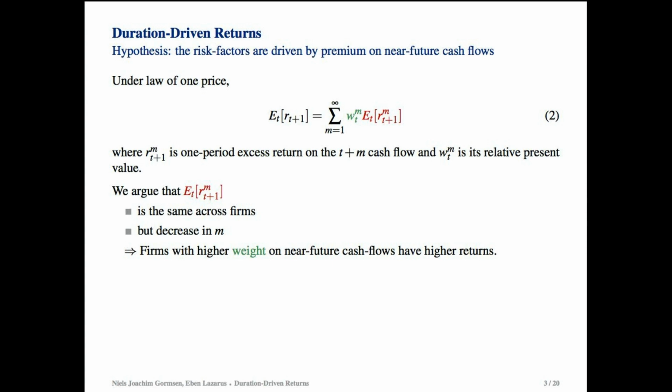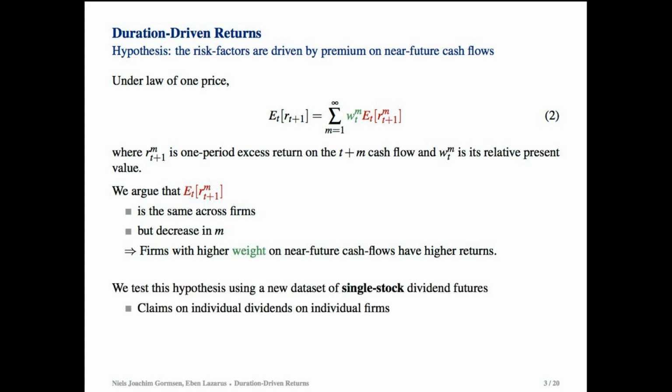Instead, the reason that the value firm has higher return on average than the growth firm is that they load more on the near future cash flows. And the near future cash flows have high risk-adjusted returns. So basically, the returns on each cash flow look similar across firms, but decrease in maturity for all of them. And what's driving the differences in expected returns is differences in the weights, or the duration, of these cash flows, right? If there's a large weight on near future cash flow, you have high risk-adjusted return and vice versa.